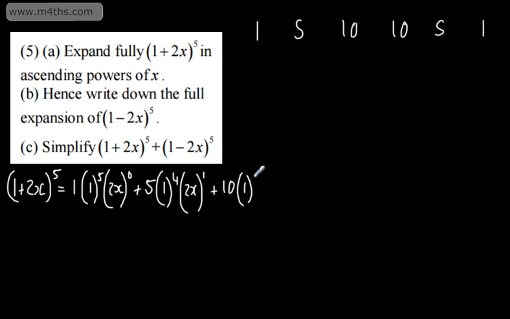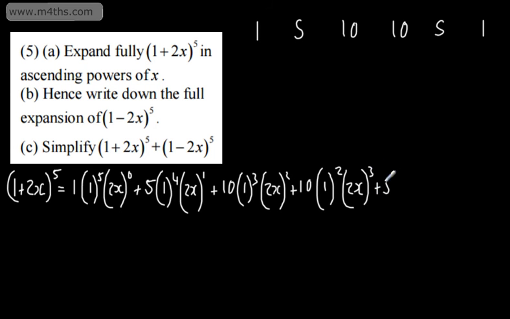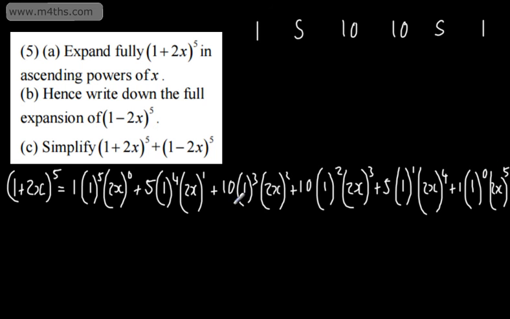10, then we'll have 1 to the power of 3, we will have 2x which we need to square. Plus 10, we will have 1 now to the power of 2, and then on here we will have (2x) to the power 3. Then we'll have 5, we'll have 1 to the power of 1. Then we will have the (2x) to the power of 4. And then finally we'll have 1, we'll have 1 to the 0, and we'll have 2x which we need to raise to the fifth power.